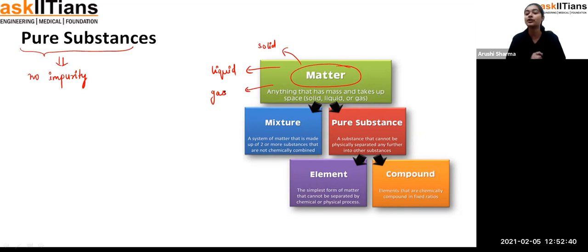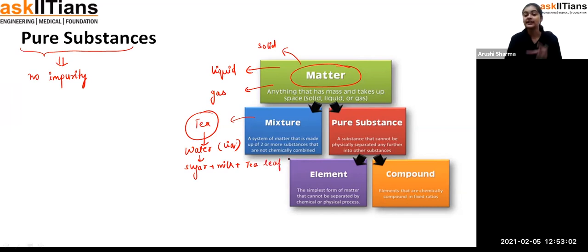For example, if we talk about tea, what happens in the case of tea, student? For tea, first of all, we require water, which is liquid. Then we require sugar. We require milk. And what else? Tea leaves. Exactly, so tea leaves we require. So all of these things we require, and after mixing all of them, we get the mixture, tea. So by adding two or three substances together when we get something, we call it a mixture.